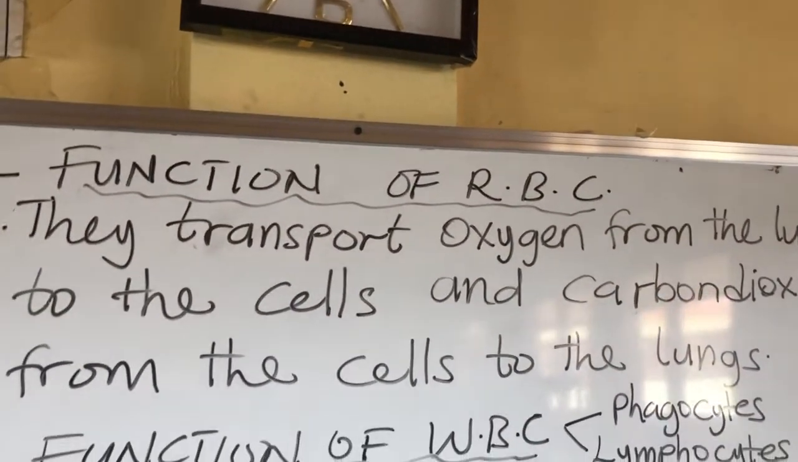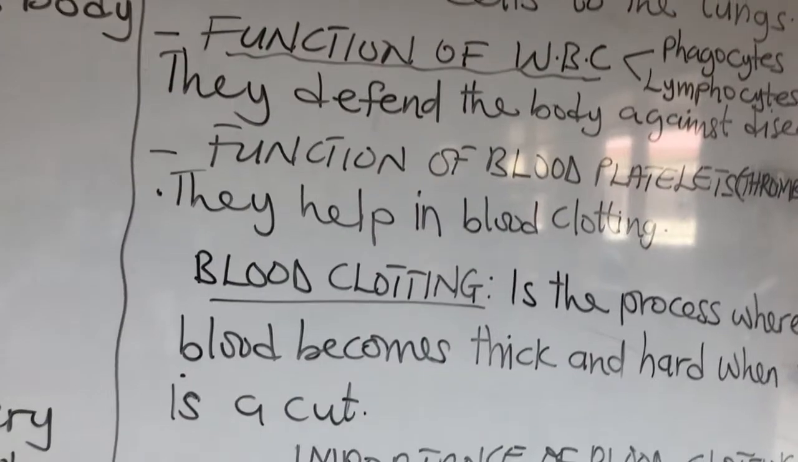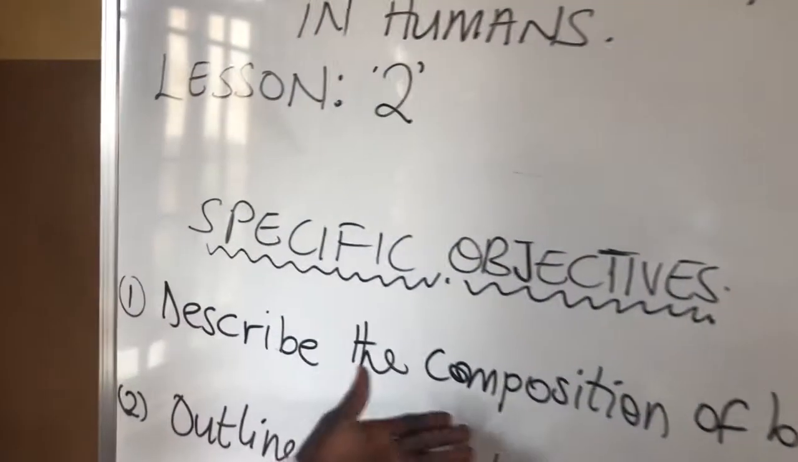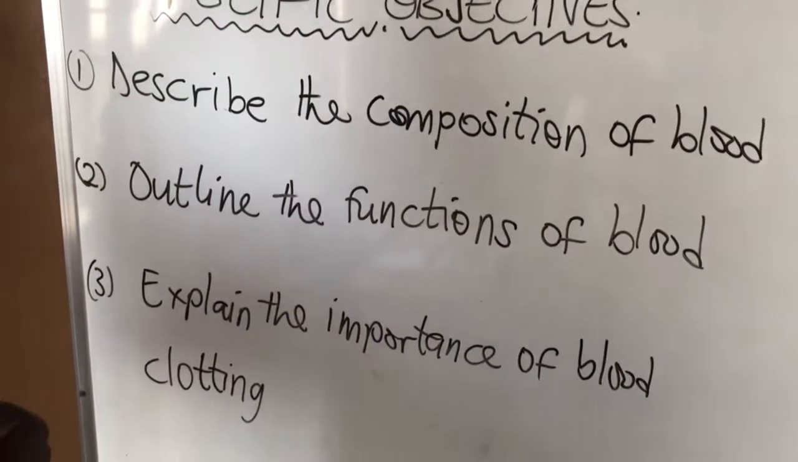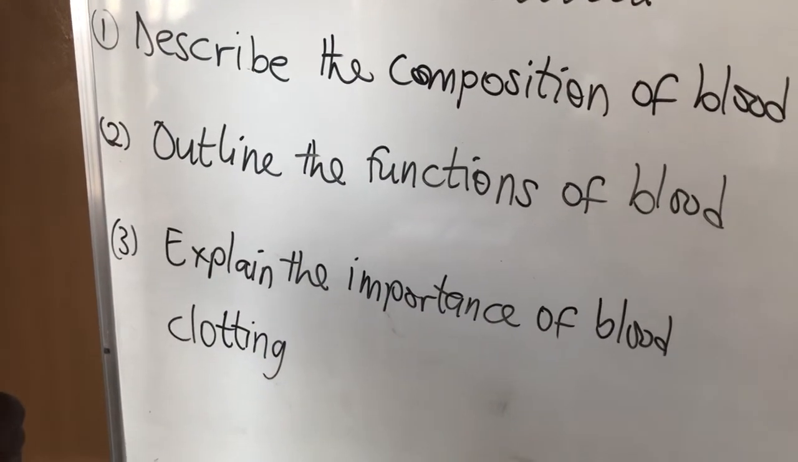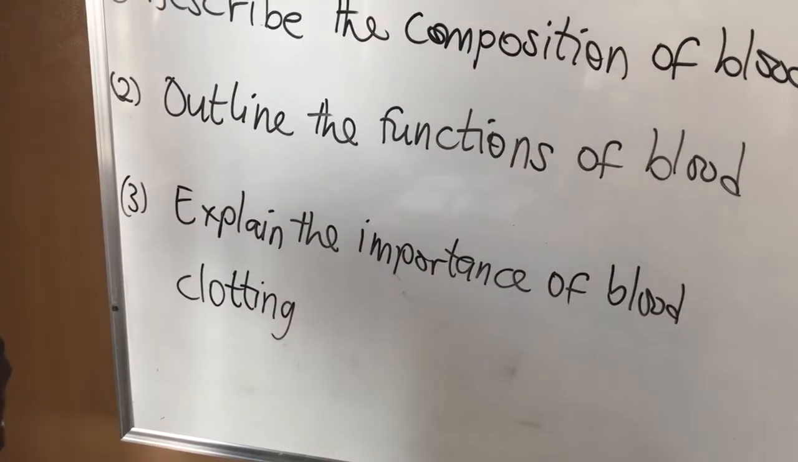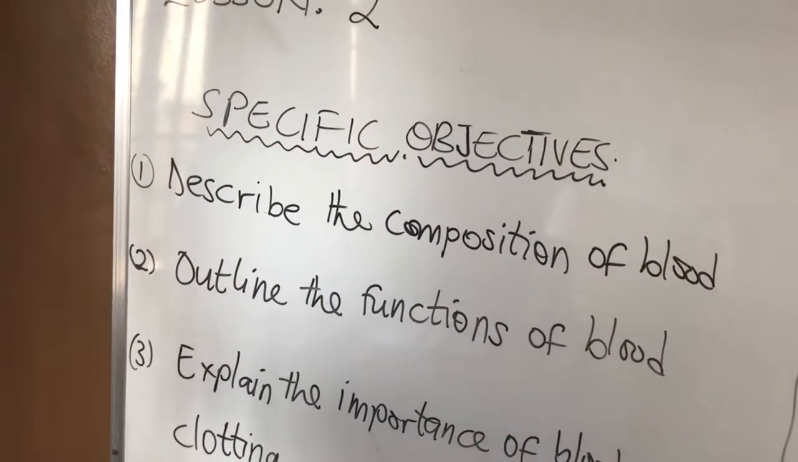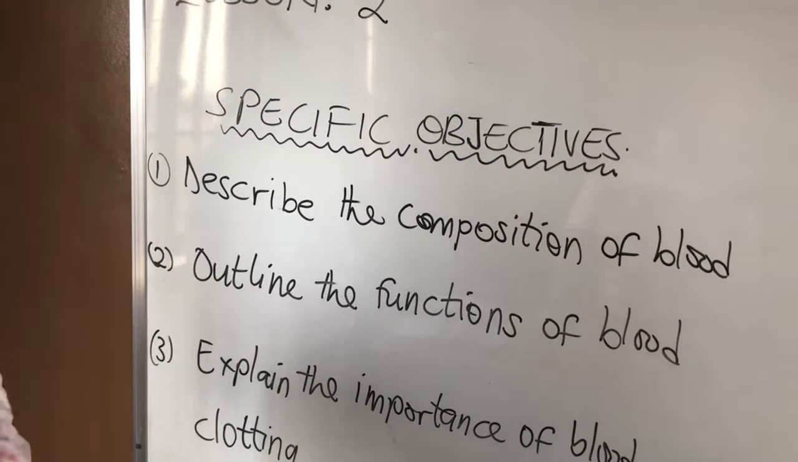I will continue to urge you to pay attention so that by the end of the lesson, you should be able to describe the composition of blood. Two, you should be able to outline the functions of blood. And last but not least, you should be able to explain the importance of blood clotting. So these are our objectives for today's lesson, and I will urge you to stay focused so that we can achieve our objectives for the day.